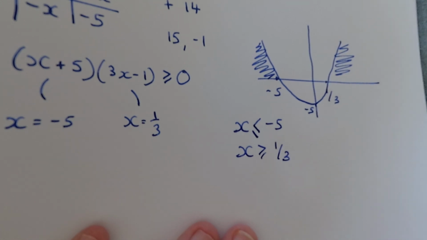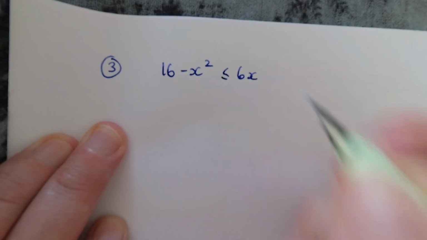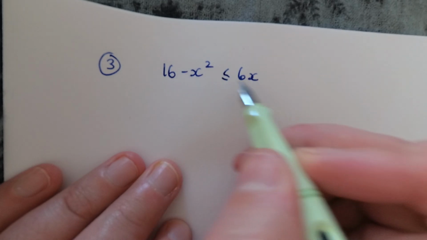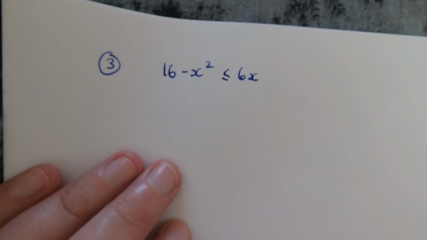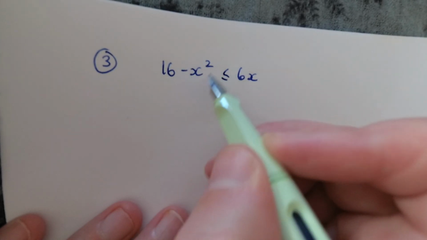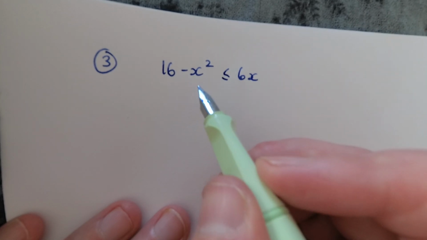Okay, final example, number 3. Not very nice, this one. 16 minus x squared is less than or equal to 6x. You should spot straight away, hopefully, that we don't have a 0 either side of the inequality, so that's our first starting point. We need to get everything onto one side of the equation. Be careful, our x squared is negative, which means our parabola is going to be the other way up. It's going to look like a hill rather than a bucket.